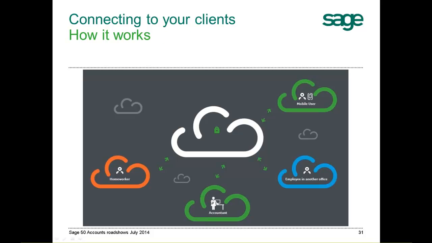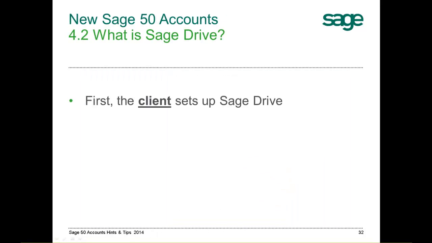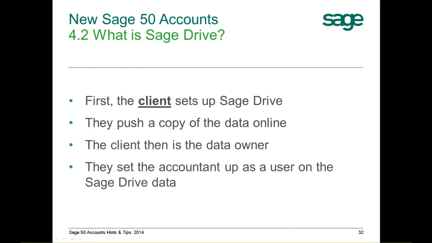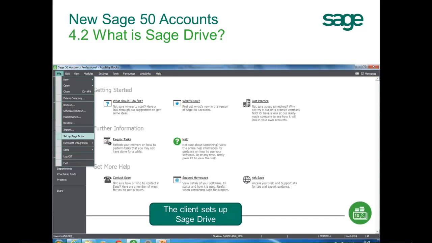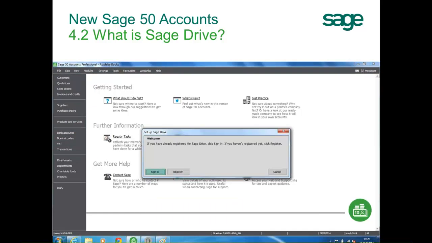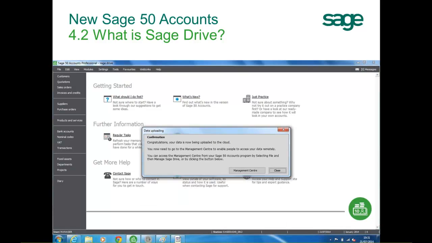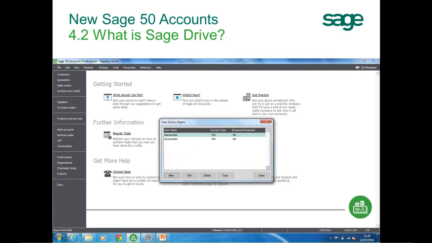So how does it work? First, the client would need to set up Sage Drive, and then they would push a copy of the data online. The client will then be the data owner, and they set the accountant up as a user on the Sage Drive data. They'll be able to do that by going into the File option and setting up Sage Drive. They would then need to sign in, and once they've done that, they will be able to upload their data. Once they get the confirmation, they'll be able to close the screen, and they will then need to add the accountant as a user.